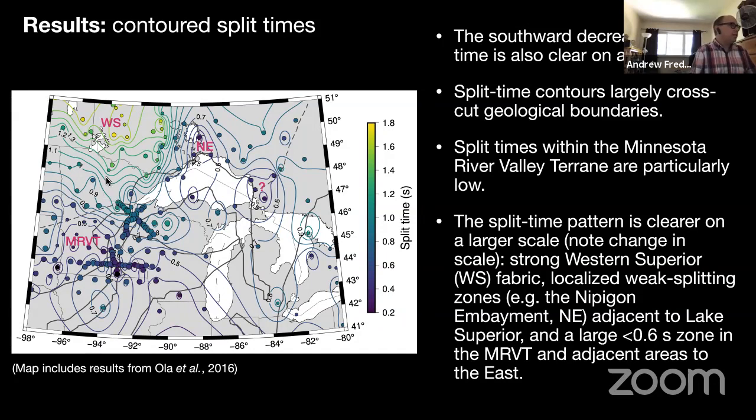You also see some smaller scale features like this weak splitting zone associated with the Nipigon embayment. There's another one here that touches basically the end of the Kapuskasing structural zone. And then the new observations, all this stuff here, you can see that the Minnesota River Valley terrane has very weak splits. There's also weak splits continuing further east.